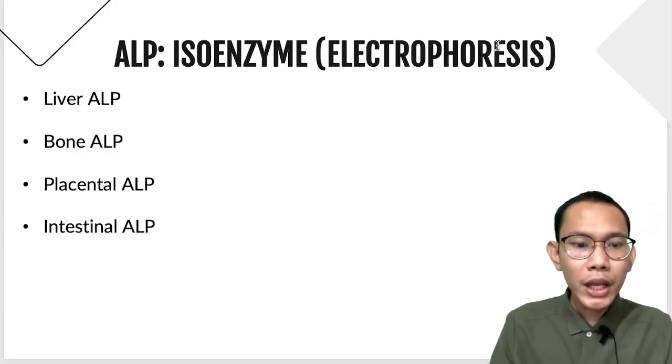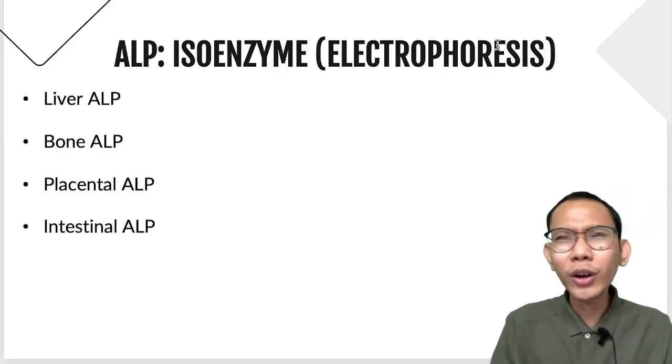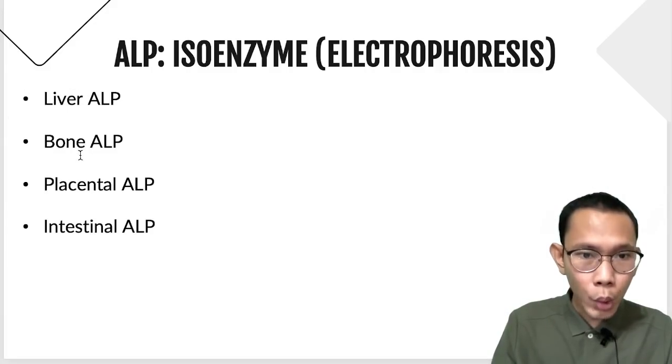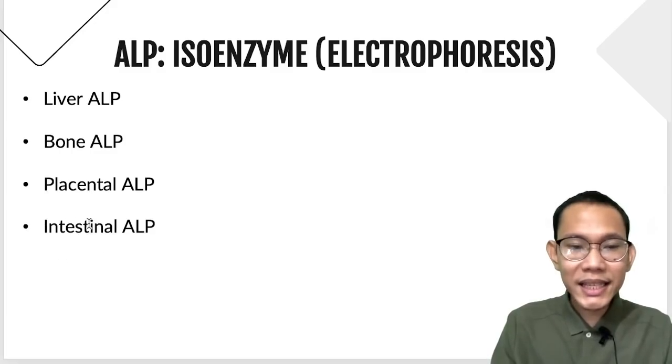electrophoresis. So again, your ALP exists as a number of isoenzymes. Kasi nga, di ba? It is found in almost every organ sa ating katawan. But the major isoenzymes which are found in the serum are derived from your liver, bone, placenta, and your intestinal alkaline phosphatase. So, ito yung important natin na mga isoenzyme that can be detected using your electrophoresis.